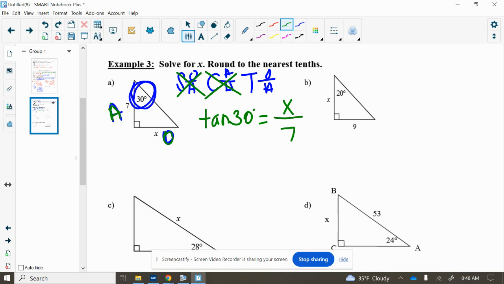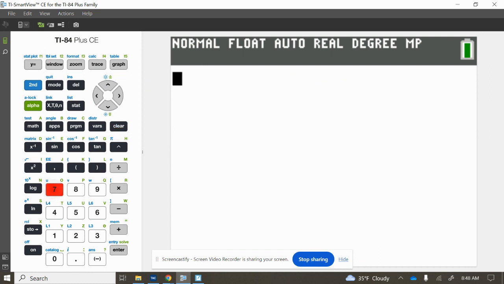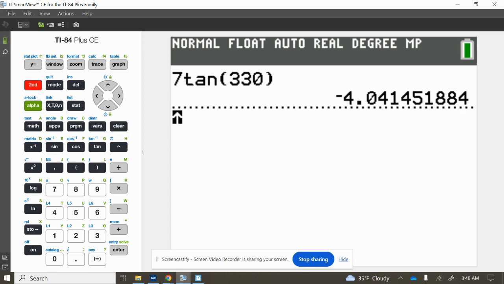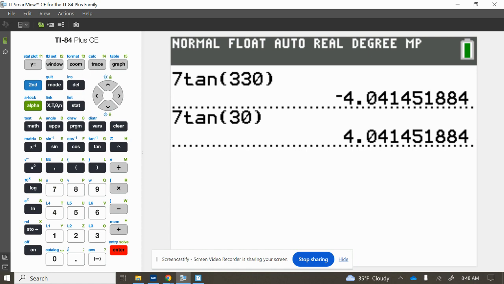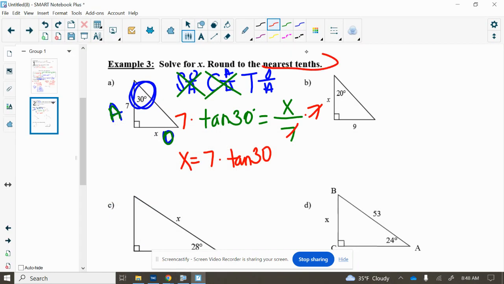Those side lengths. Well, this time the 7 is in our denominator, so we need to multiply both sides to get our x value by itself. So 7 times the tangent of 30 degrees, oops, not 330, excuse me, 30 is 4.04. Okay, and this one says to round to the nearest tenth, so we'll just say 4.0.